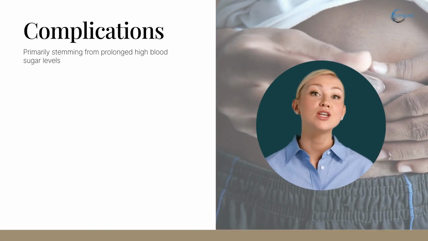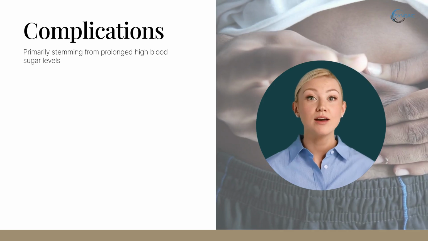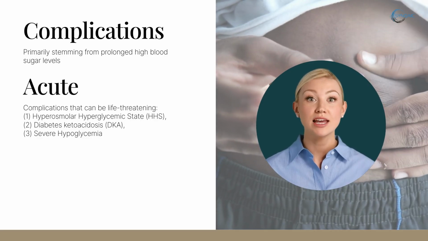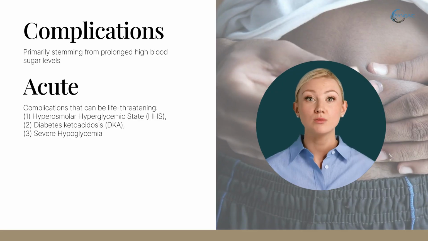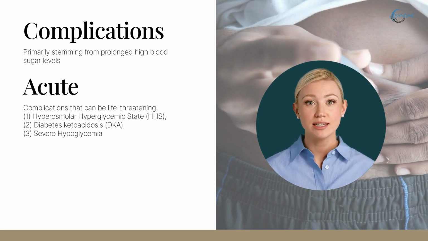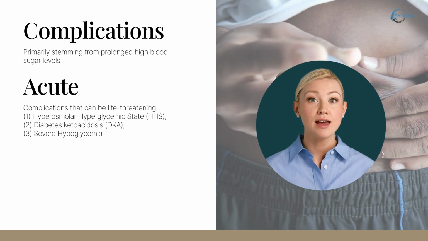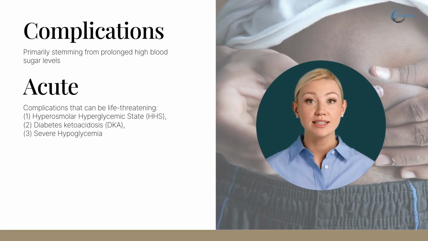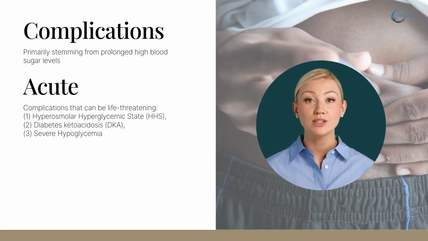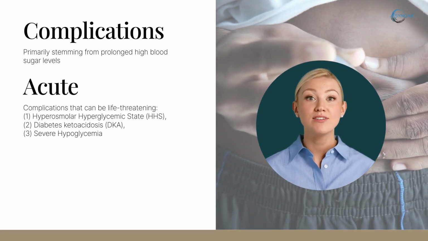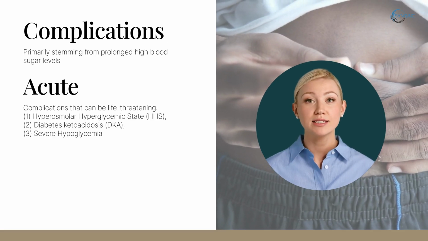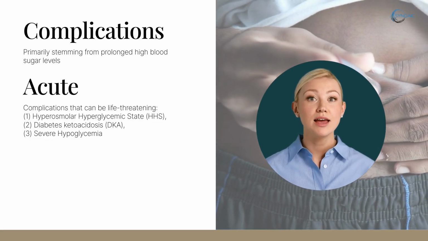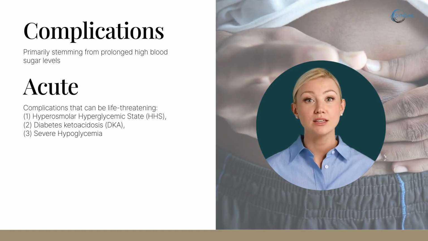Diabetes can lead to both acute and long-term complications, primarily stemming from prolonged high blood sugar levels. Acute diabetes complications that can be life-threatening include hyperosmolar hyperglycemic state, or HHS, which occurs in type 2 diabetes with very high blood sugar levels, causing severe dehydration and confusion, requiring immediate medical attention. Diabetic ketoacidosis, DKA, primarily affects type 1 diabetes or undiagnosed cases, leading to acidic blood due to insufficient insulin, with symptoms like labored breathing and loss of consciousness, needing urgent medical intervention.